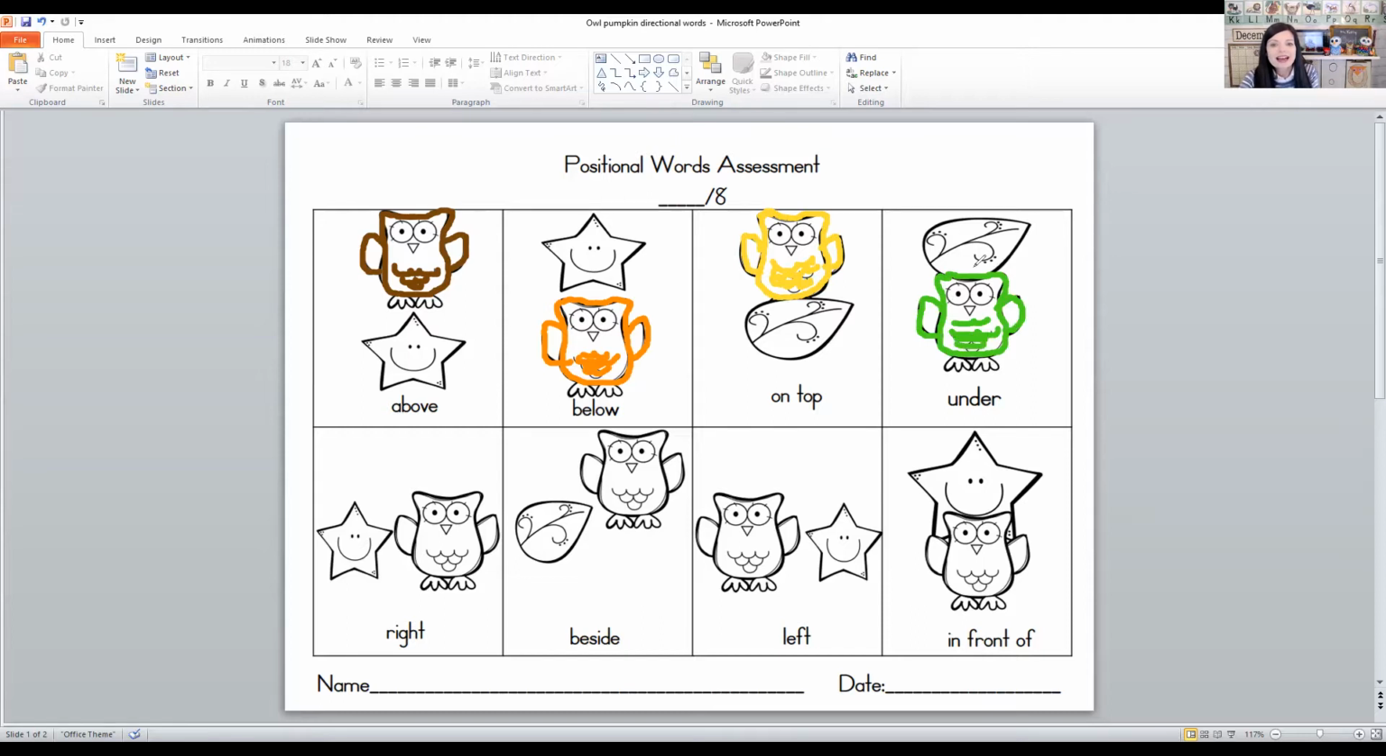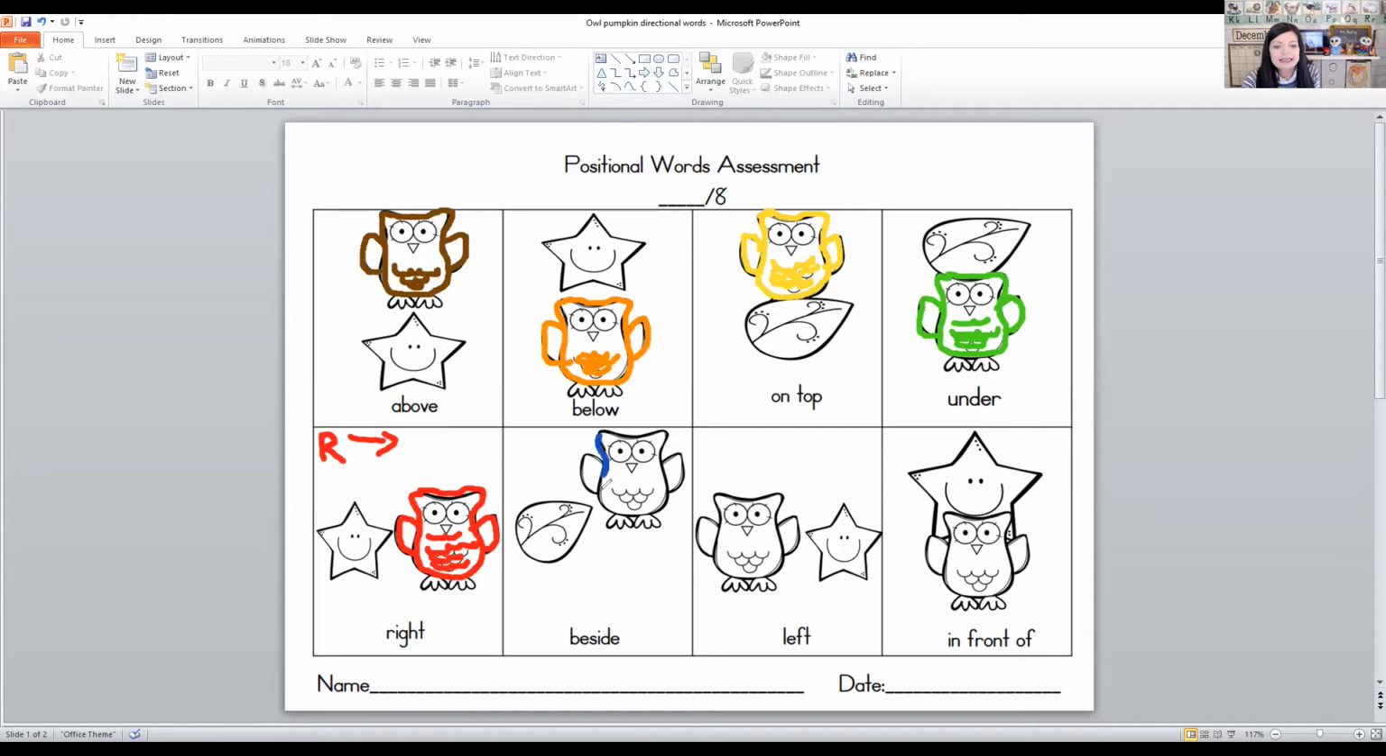Okay, the next owl is beside, yes, but he's over on this side. And this direction is called right. So he is to the right of the star. Can you say to the right? To the right. All right, let's color the next one.